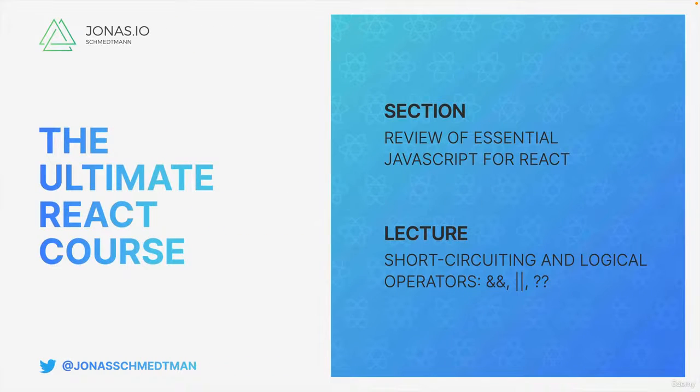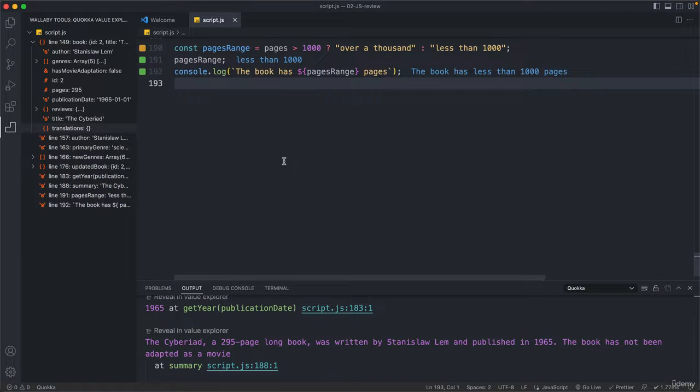In this lecture, let's review how short-circuiting works with some logical operators. So in JavaScript, some logical operators, such as the AND and the OR operator, have a feature called short-circuiting. Short-circuiting in logical operators means that in certain conditions, the operator will immediately return the first value and not even look at the second value. And this probably sounds confusing, so of course let's write some code here.